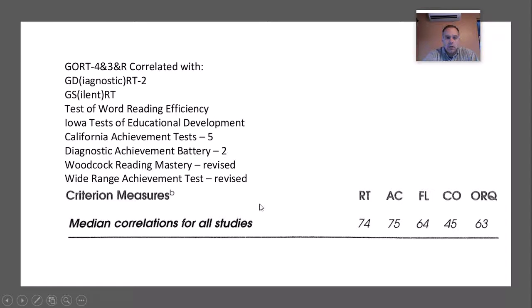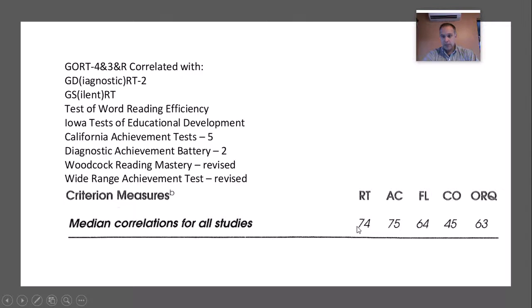And so for the criterion measures, the GORT 4 and 3 correlated with the grade diagnostic reading test, silent reading test, test of word reading efficiency, the Iowa test of educational development, California achievement tests, diagnostic achievement batteries, the Woodcock reading mastery, and the wide range achievement test, with these criterion measures for rate, accuracy, fluency, etc. Previously, things that we talked about.